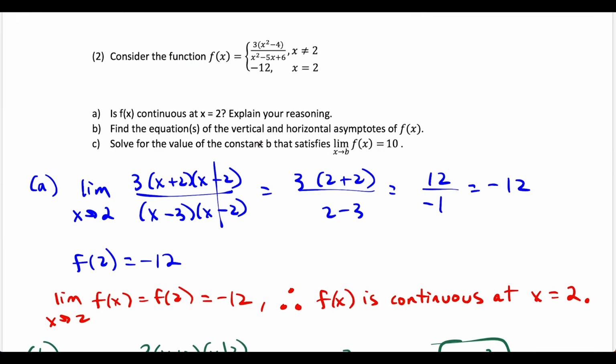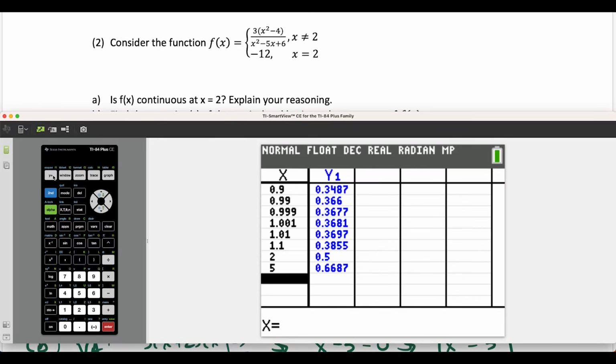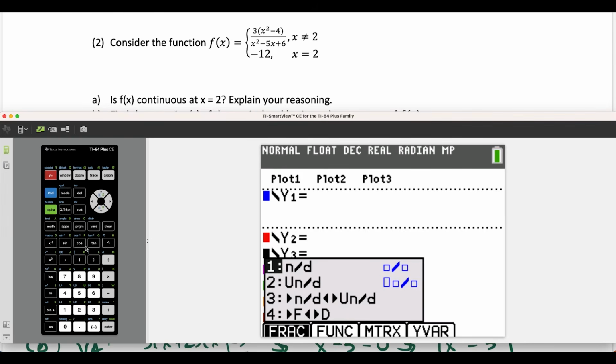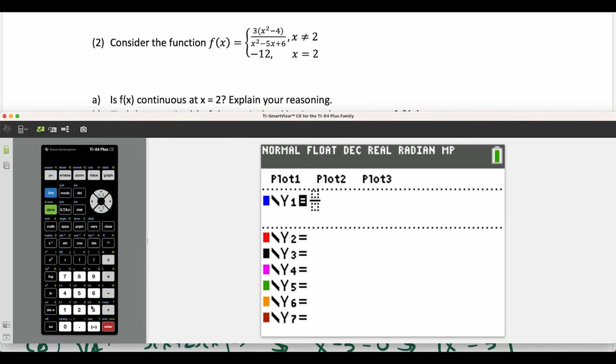So now for the last part of this question, we're going to solve for the value of the constant b that satisfies this limit. So we switch back over to the y equals, and now we're just going to type in this function here. We have a fraction, so we're going to press alpha y equals enter, and we have 3 times, in parentheses, x squared minus 4 like this. And now we drop down to the denominator, we're going to have x squared, minus 5x, and then we tack on our plus 6.